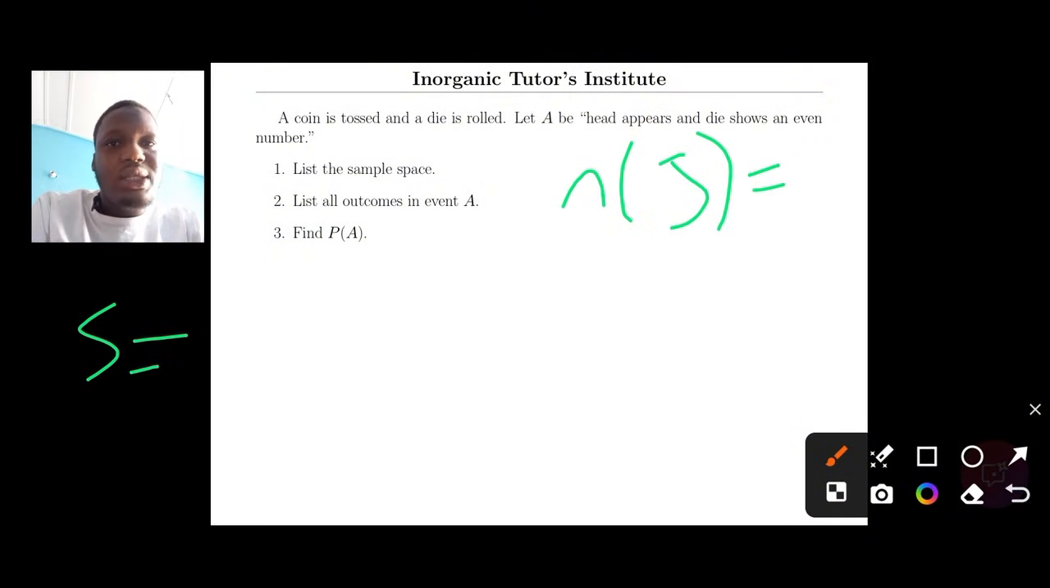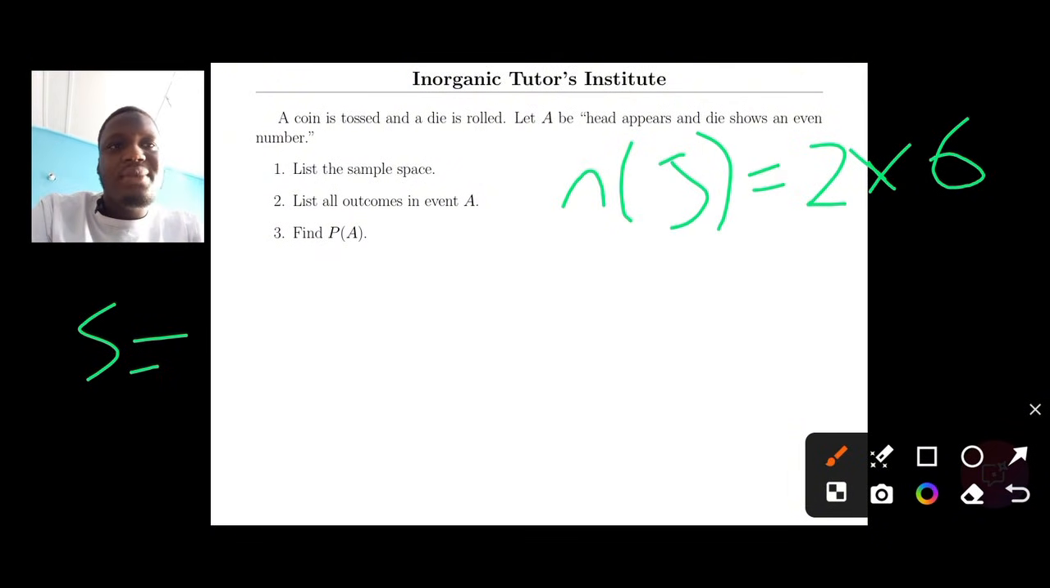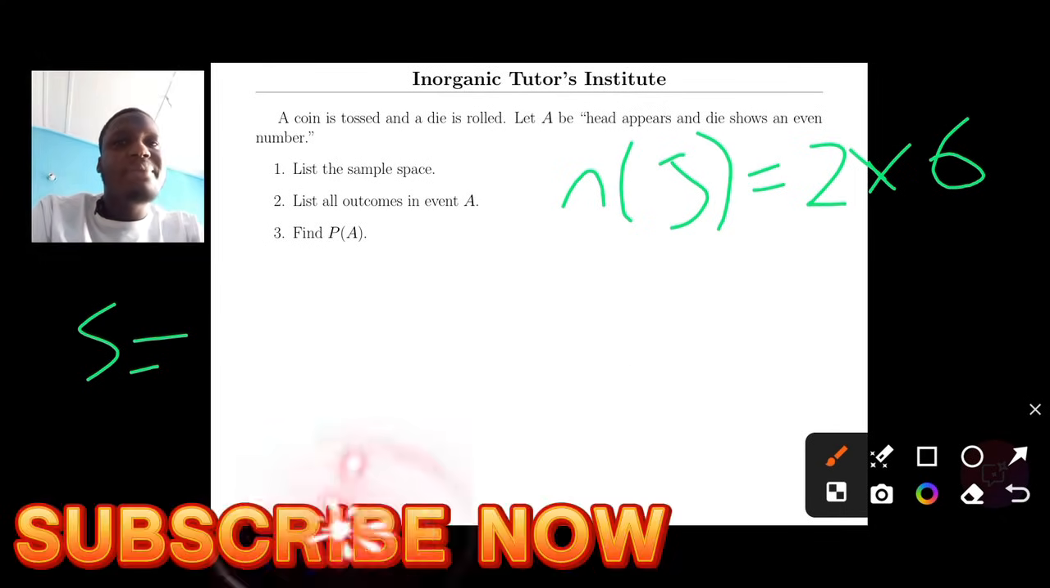So a coin is tossed. When you toss a coin, what is the number of outcomes? 2, head or tail. When you roll a die, what is the number of outcomes? 6: 1, 2, 3, 4, 5, or 6. So the number of outcomes is 6. This helps you to determine the number of outcomes in the sample space.